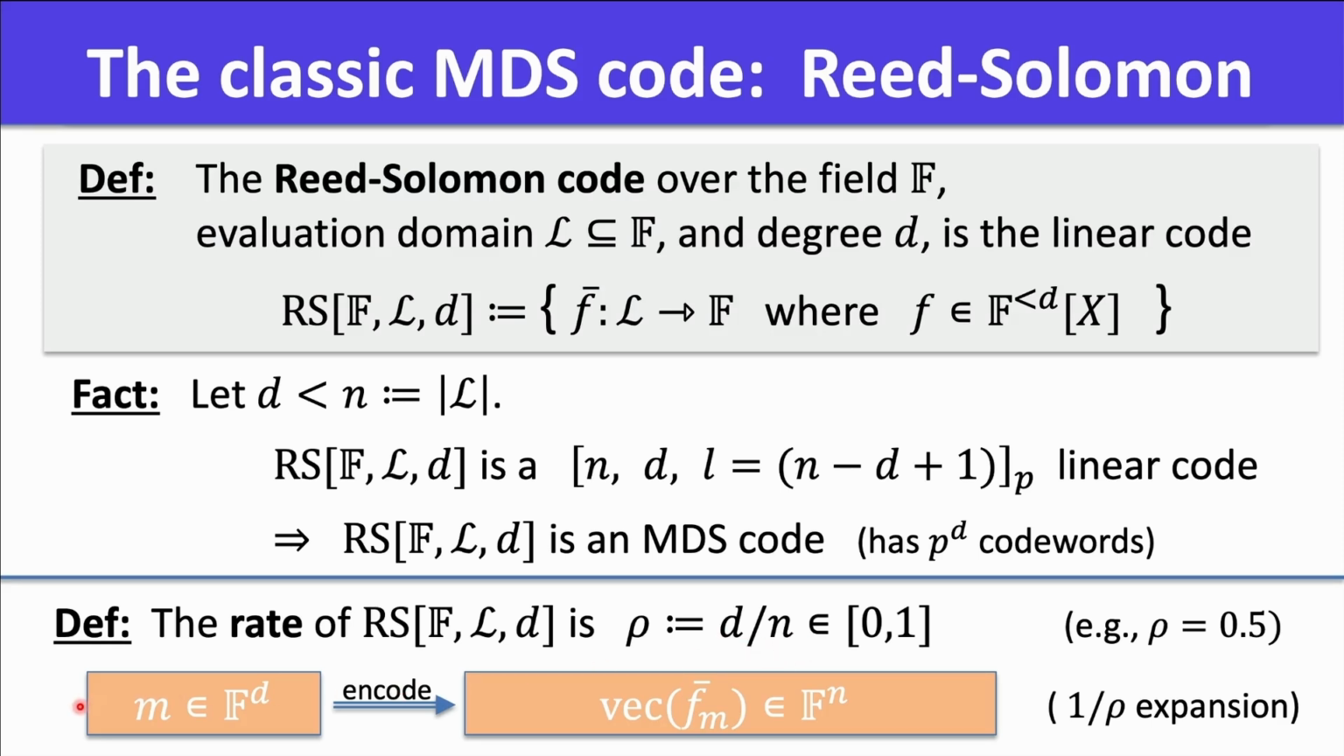I also wanted to mention that an explicit encoding of a message would be done by treating the message as the coefficients of a polynomial of degree at most d minus 1. Then we evaluate this polynomial at all the points in the domain, and that gives us a vector of length n, which is the encoding of the message. So if the rate, for example, is 1/2, then we're evaluating a polynomial of degree at most d minus 1 at 2d points, and that gives us the codeword that corresponds to that polynomial.